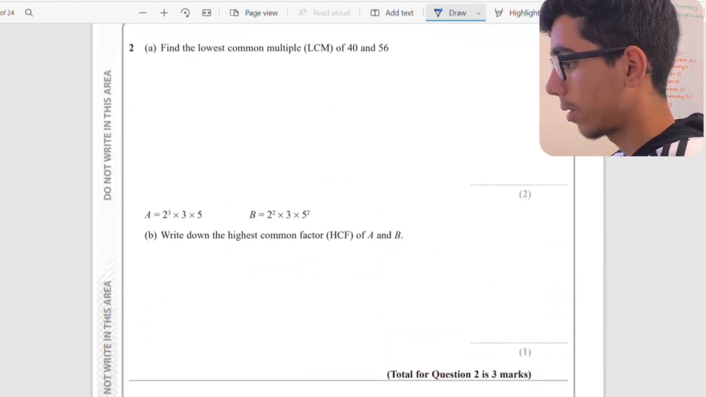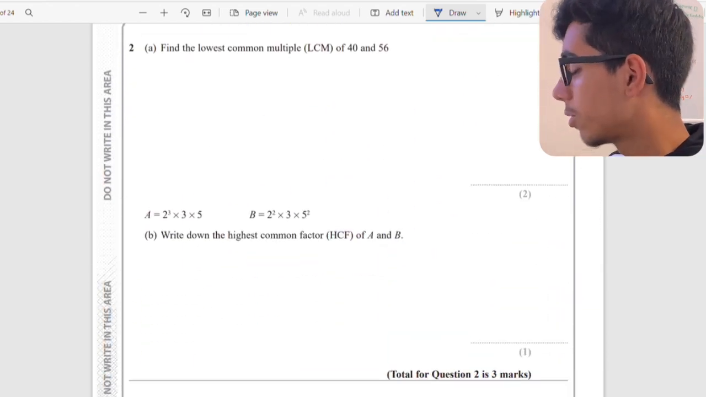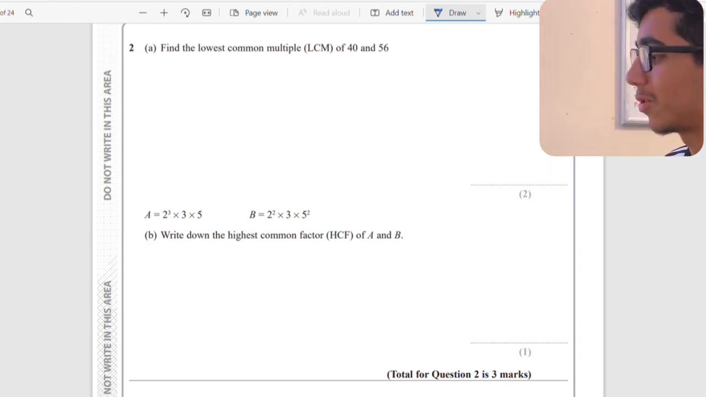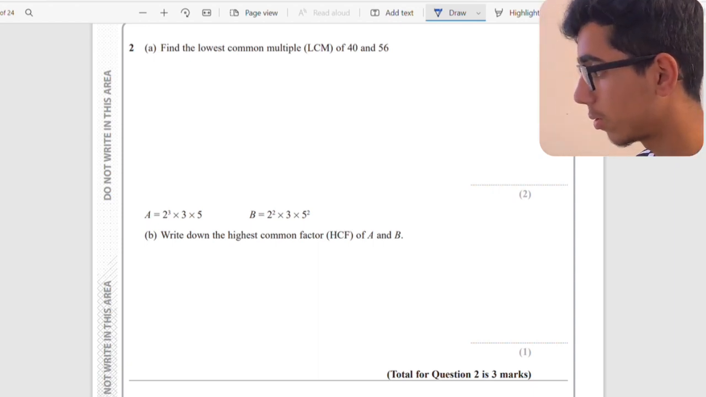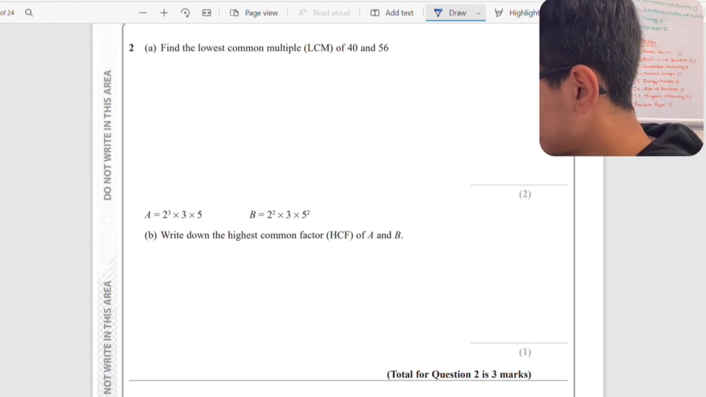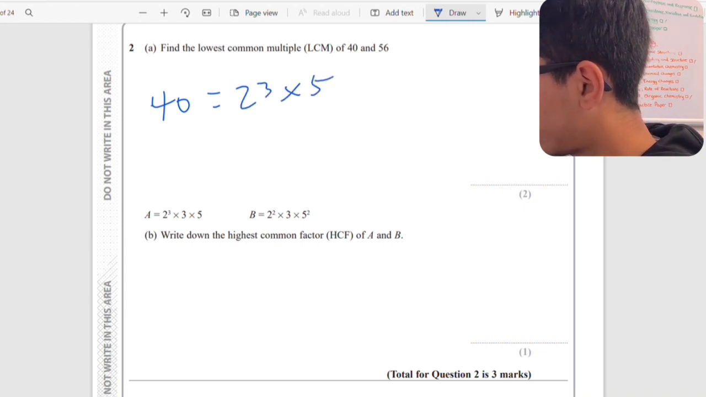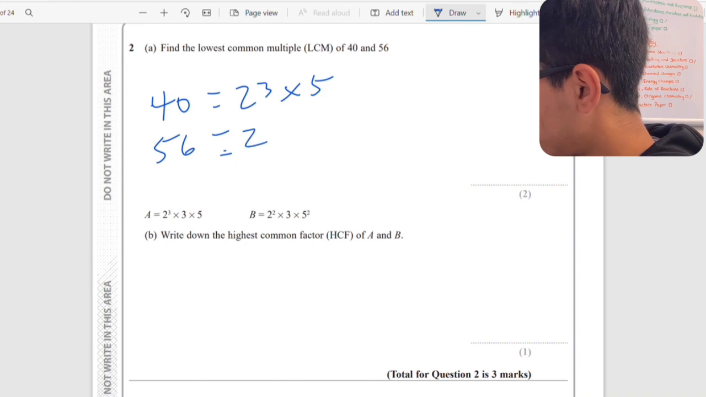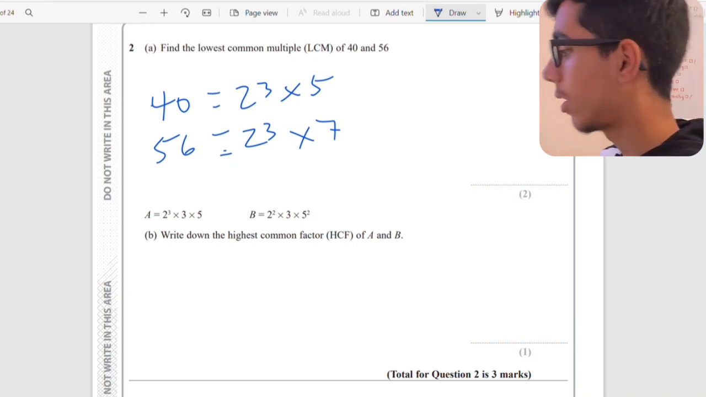Yeah, okay. Find the lowest common multiple, LCM, of 40 and 56. This is a good question because I recently learned a new way our teacher taught on how to find the LCM of numbers. You have to find the prime factorization of both numbers. The prime factorization of 40 is 2 to the power of 3 multiplied by 5, and for 56 it's 2 to the power of 3 multiplied by 7.